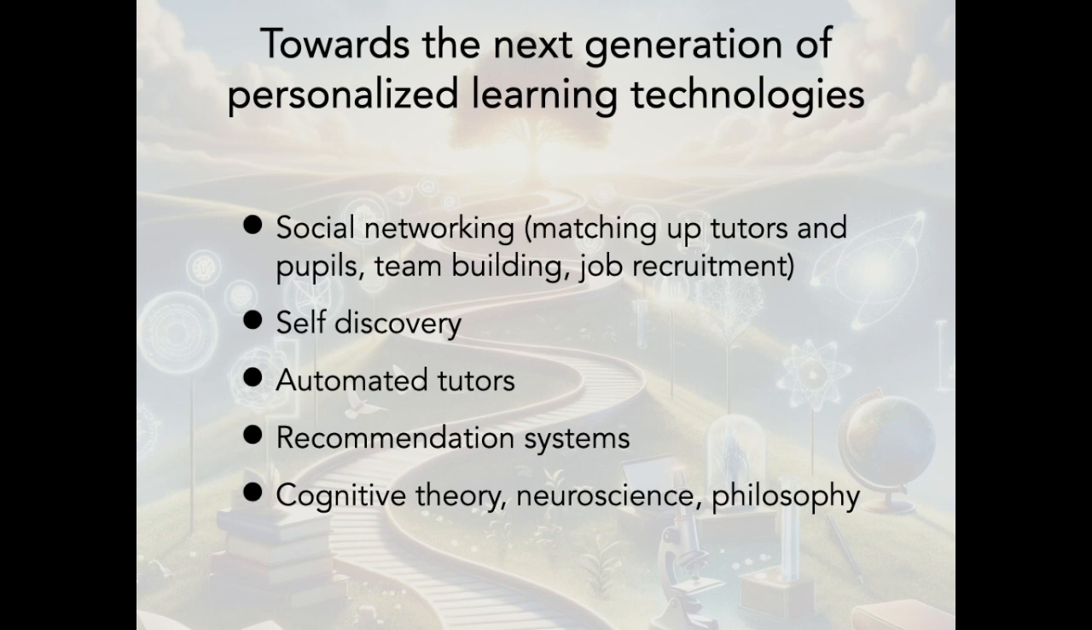Having access to an interactive representation of everything you know could also help you learn more about yourself. It could drive automated tutors. It could drive recommendation systems to help point you to relevant content or experiences that could help you to meet your learning goals. And beyond these sorts of applied impacts, good knowledge and learning models that generalize across domains, people, and time will inform fields like cognitive theory, neuroscience, and even philosophical ideas about the fundamental nature of knowledge.